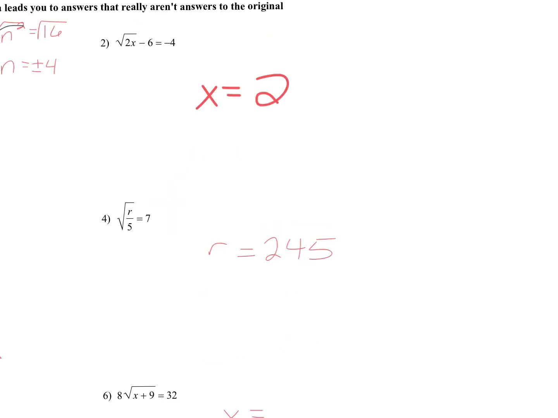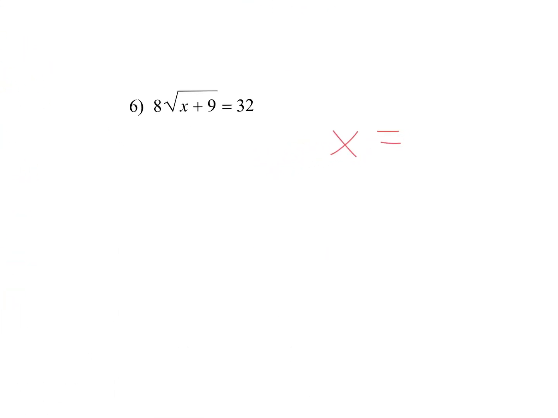Good. All right. I want to talk about number 6 because it's a little bit different. We want to get the radical by itself. What was the first step that you did? Okay, I knew some of us would say that, and that's good that you did. Okay, but what's the relationship between the 8 and the radical right now? It's multiplying, so what's the opposite of multiply? Yep, we have to divide by 8 on both sides.